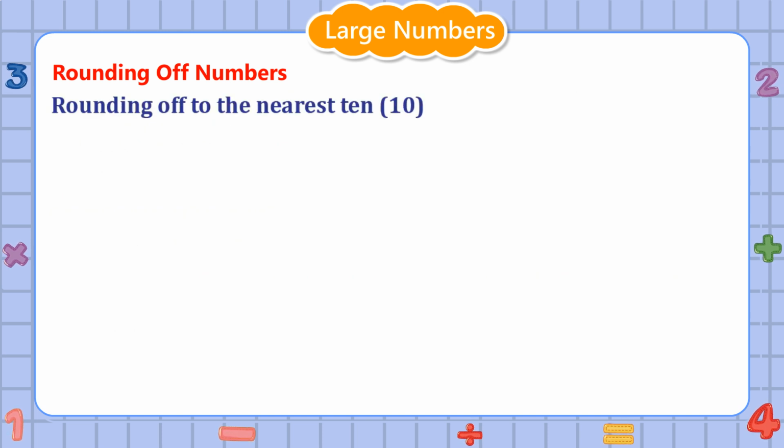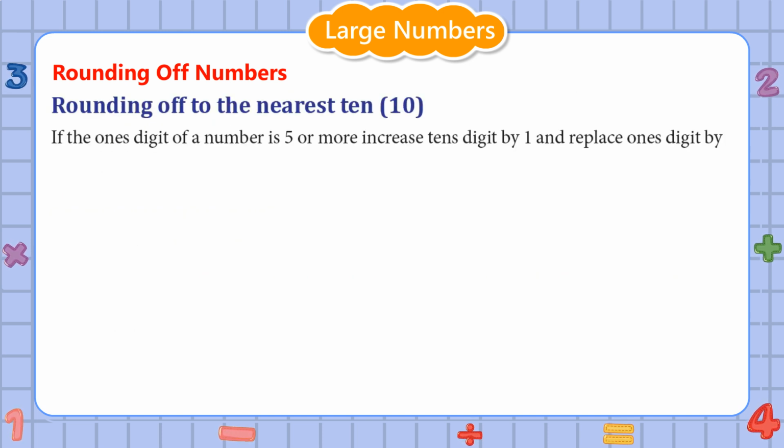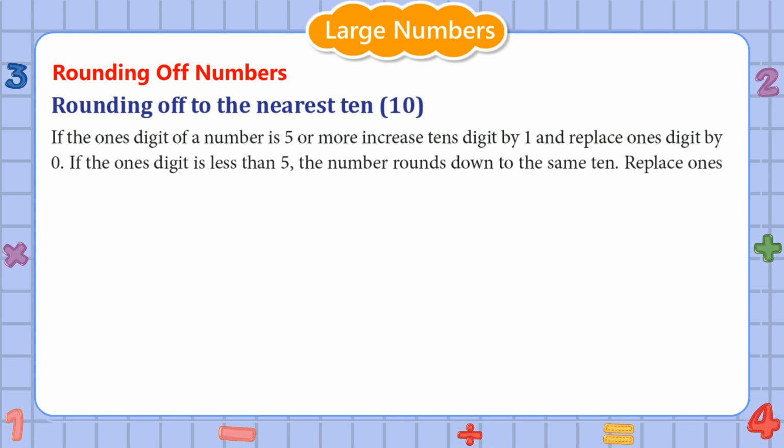Rounding off to the nearest 10. If the ones digit of a number is 5 or more, increase tens digit by 1 and replace ones digit by 0.